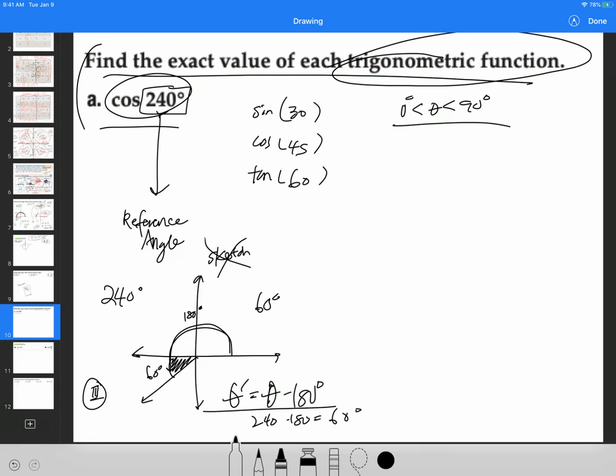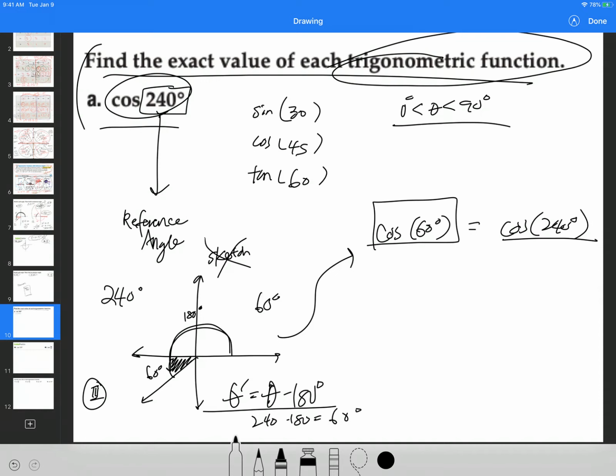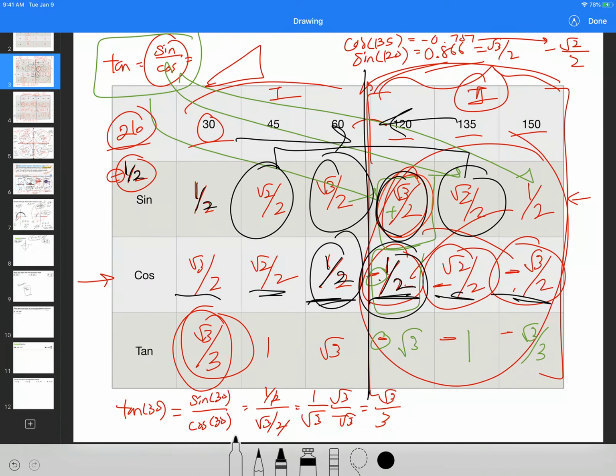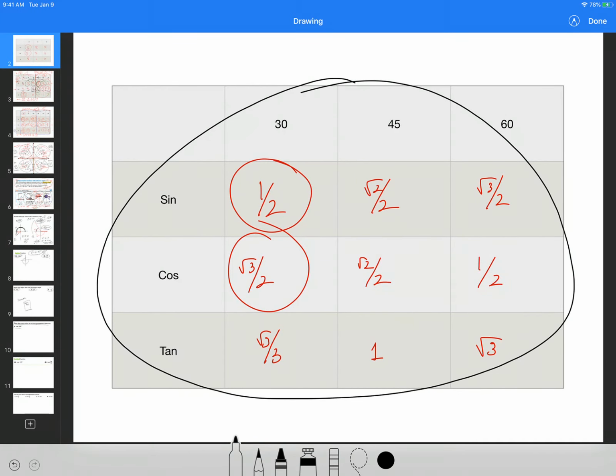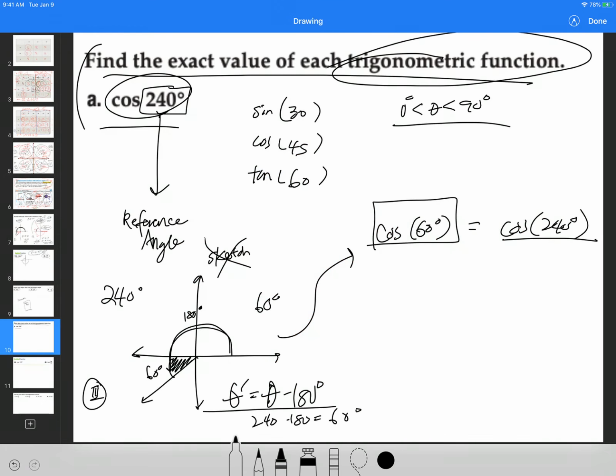So your reference angle is 60. Now that means it's cosine of 60 degrees. That's going to be the same value as cosine of 240 degrees. Now cosine of 60 degrees from the previous slides gives me 1/2. So I'm just going to write cosine of 240 degrees is 1/2.